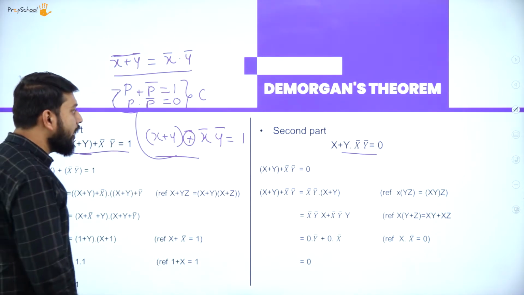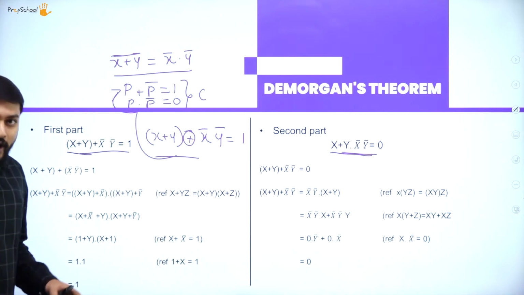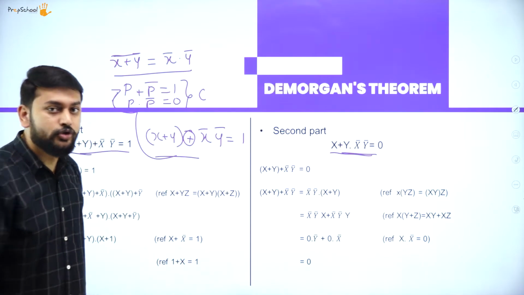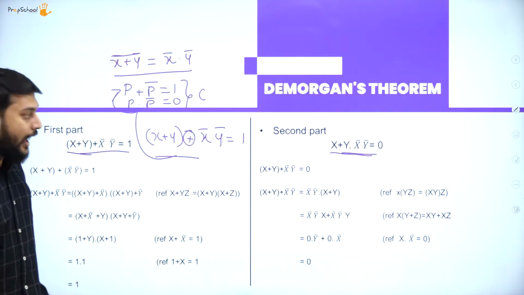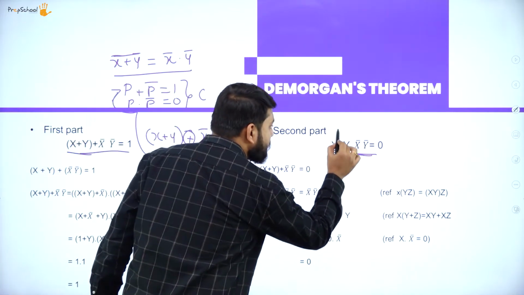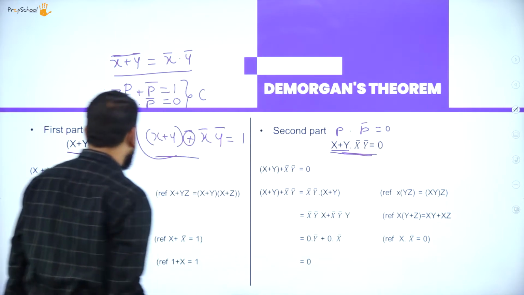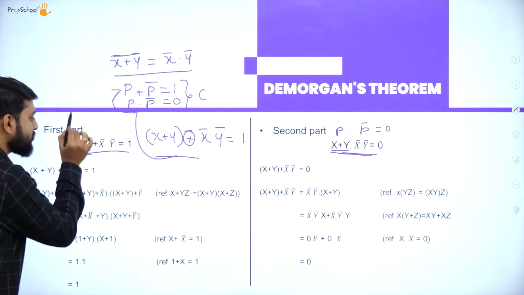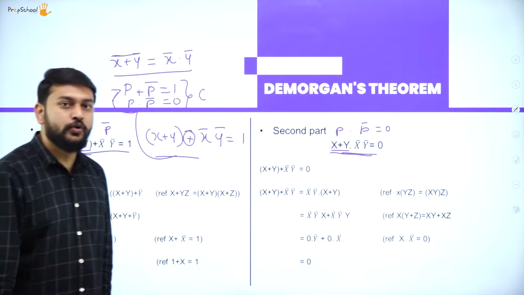In the same way, I will prove this also: x plus y dot x dash y dash should be equal to 0. Here I am treating x plus y as p and x dash y dash as p dash. That's what you need to remember.